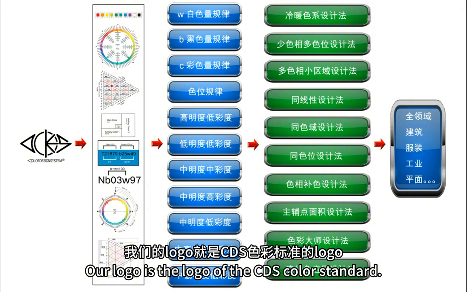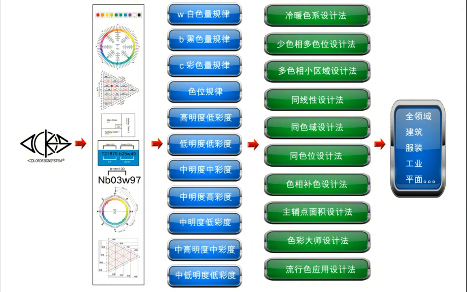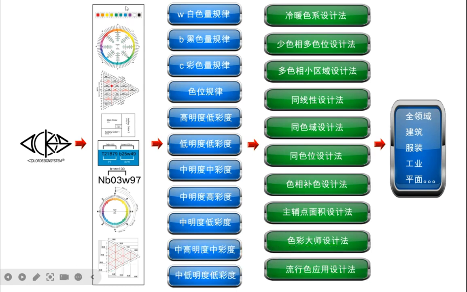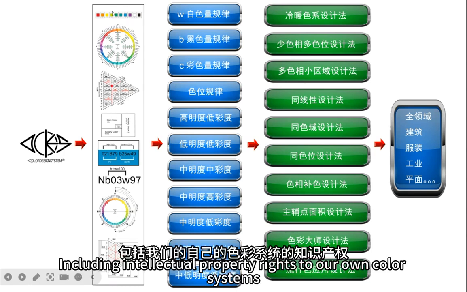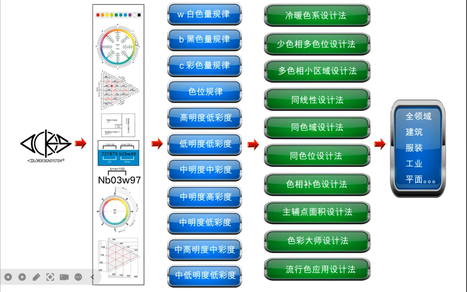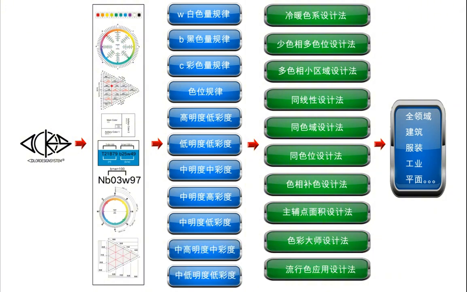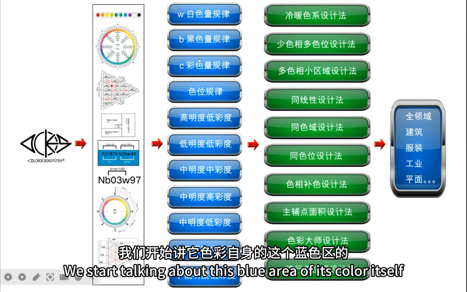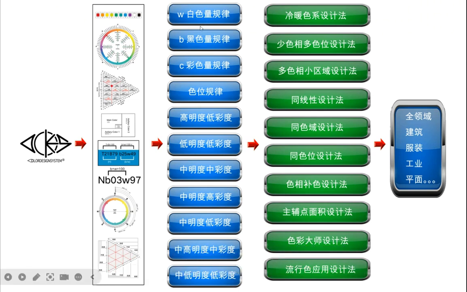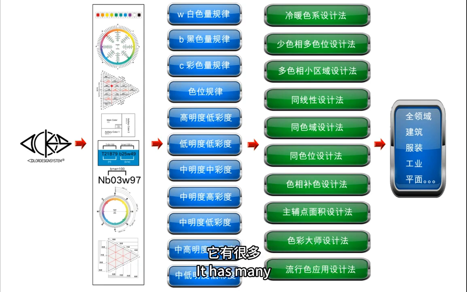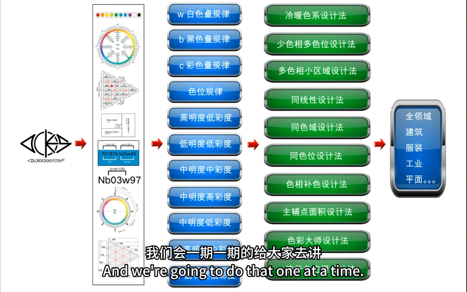Our logo is the logo of the CDS color standard. Out of that comes the integrity of the color system, including intellectual property rights to our own color systems. It also includes this color system that has been made a national standard by the state. We start by talking about this blue area of its color itself, its own color properties and laws. It has many, and we're going to do that one at a time.